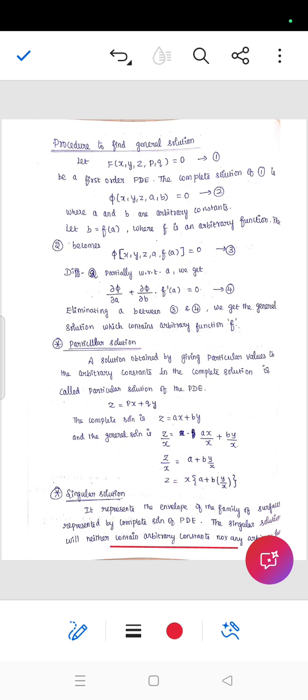So these are all the three different types. And how to obtain the general solution, how to obtain the complete solution, and how to obtain the singular solution, we are going to see next.